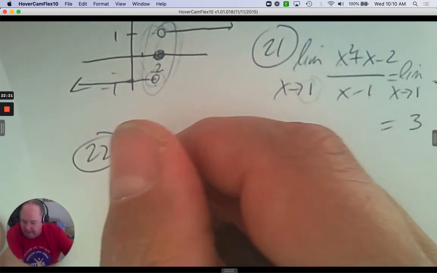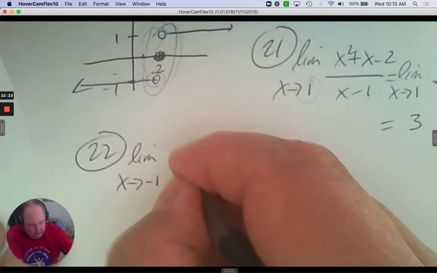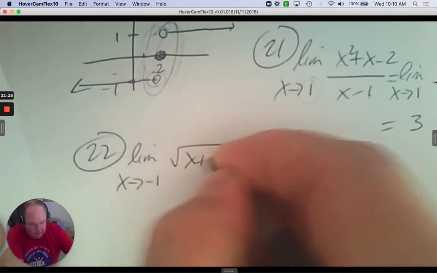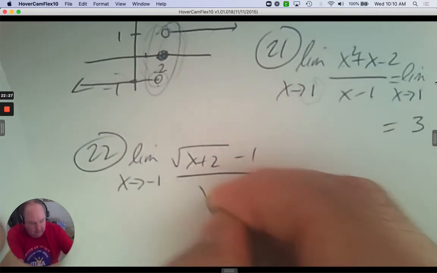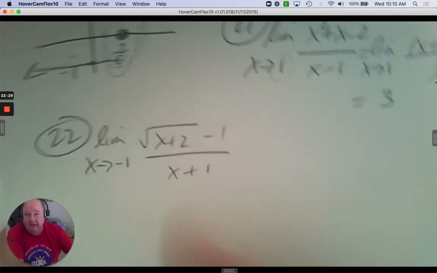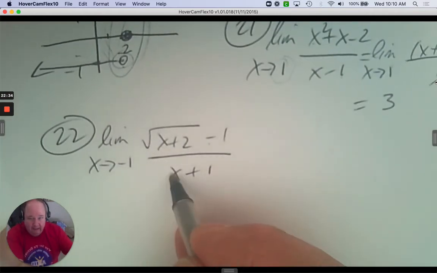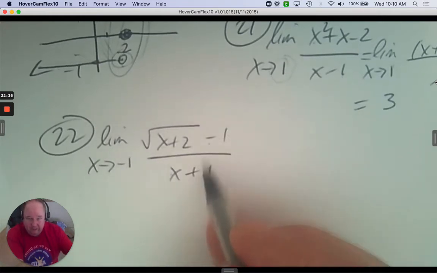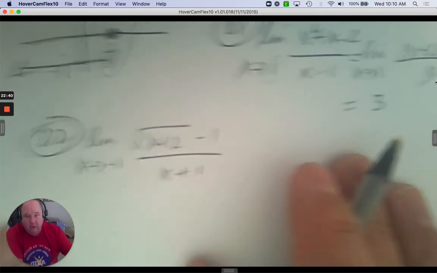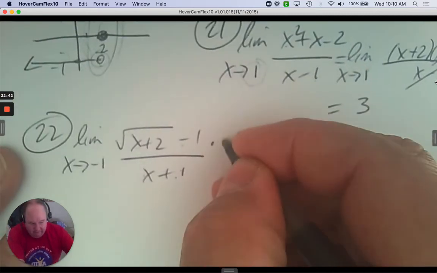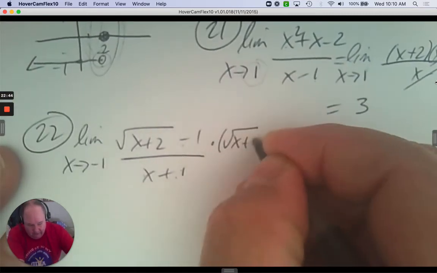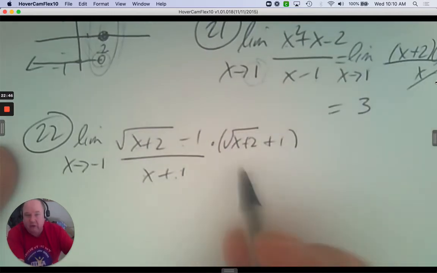The limit as x approaches negative 1 of the square root of x plus 2, subtract 1, over x plus 1. So step 1 again, if you plug in negative 1 and simplify it, it's indeterminate. It's 0 divided by 0. There's no factoring here, so the only way to do this is what's called the conjugate. It's been a long time, so I know you forgot. It's okay. The conjugate is the square root of x plus 2 plus 1.